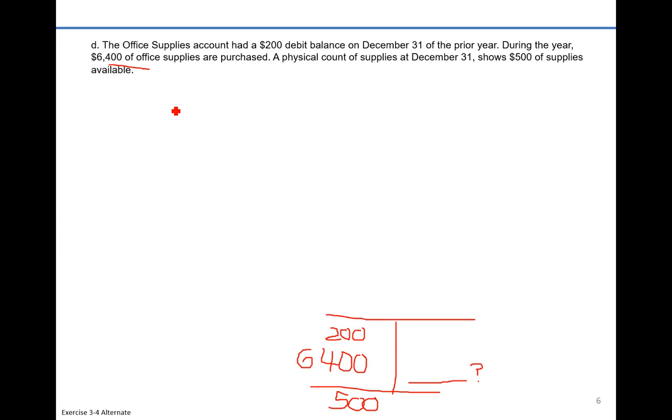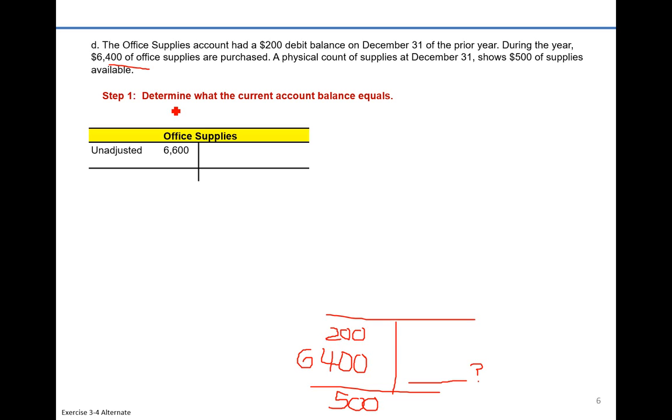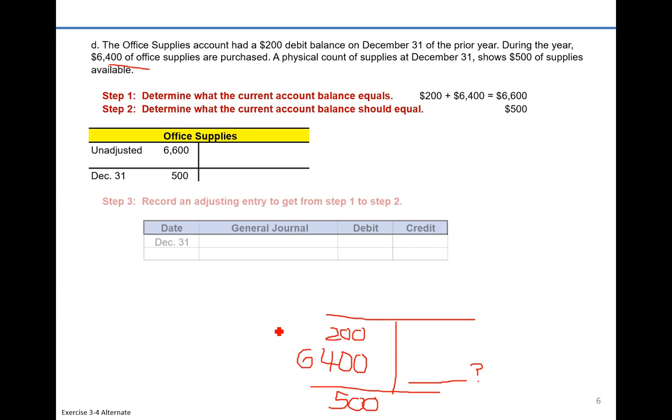Let's move on and take a look at what the problem shows us. So first, determine what the current account balance equals. Well, we know there was an unadjusted 6,600. That's the 200 plus the 6,400. Determine what the current account balance should equal. Well, we know it should equal 500. So how do we go from 6,600 down to 500? Well, we're going to have to credit office supplies in the amount of 6,100. So 6,100 would be the amount of the credit to office supplies.